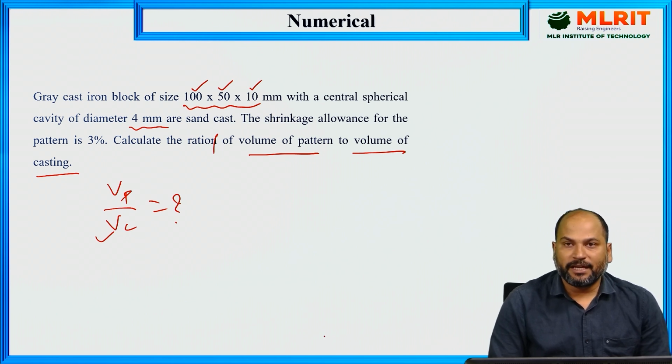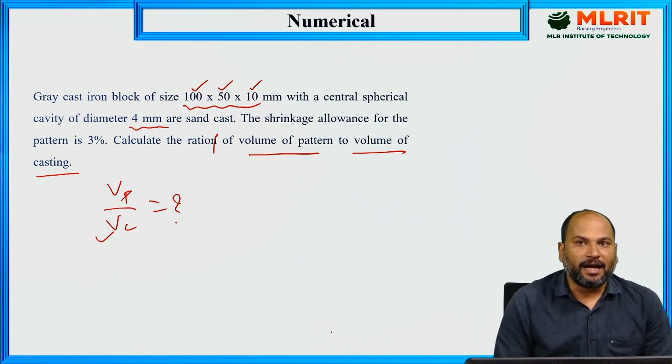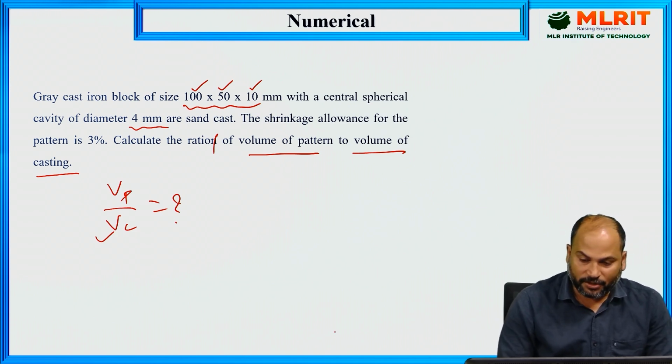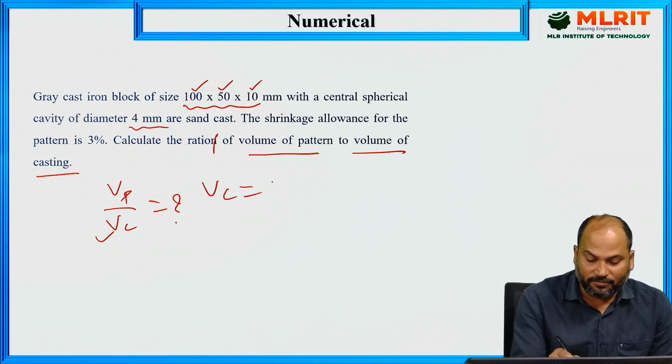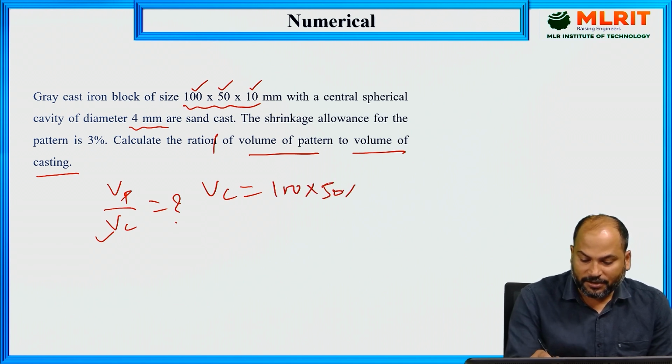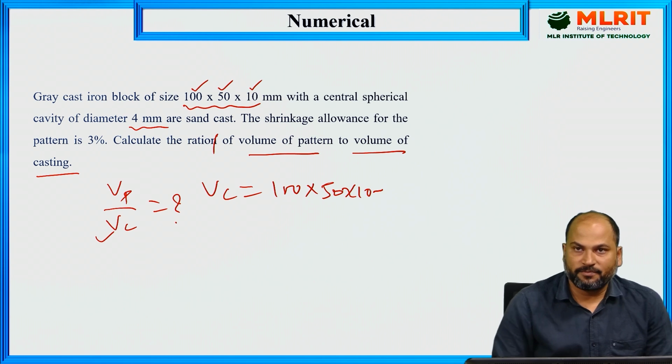So once we get the volume of the pattern, after that we just have to find out the ratio of these two. As we did in the last numerical, similarly here we will do it with a slight difference. What the difference will be, we will see here. First, what will be the volume of the casting? It will be simply 100 into 50 into 10 minus the spherical cavity.